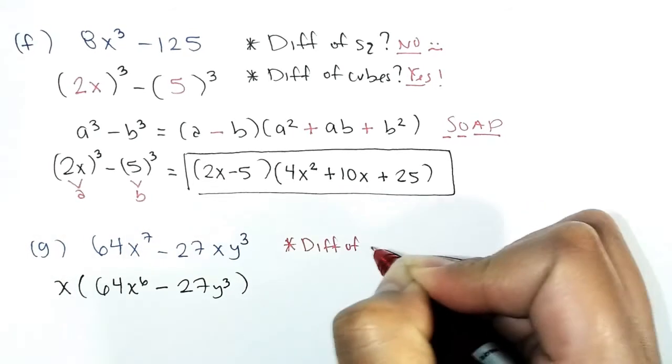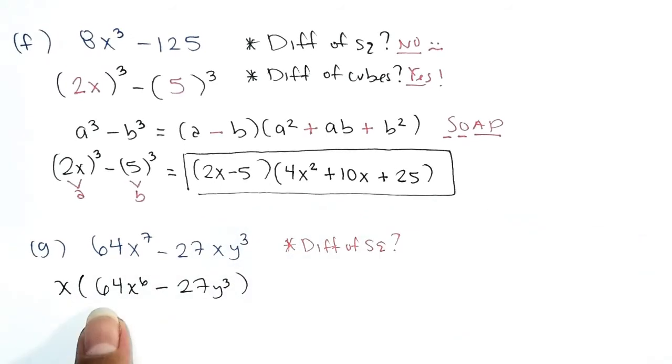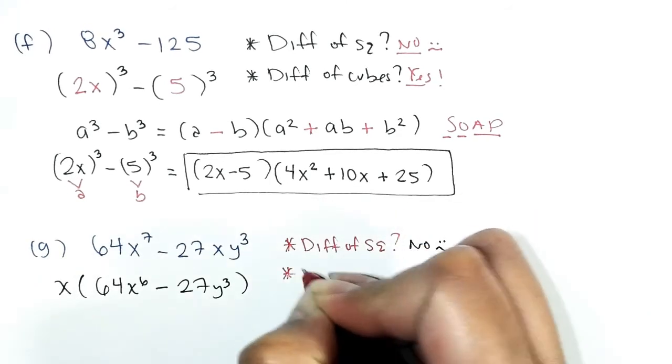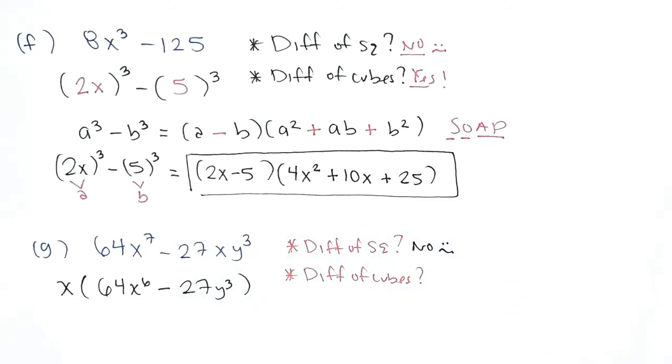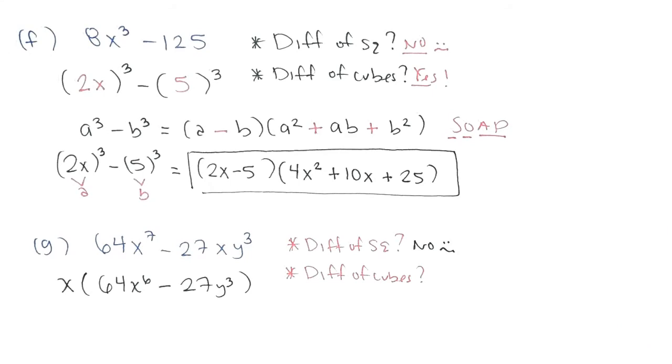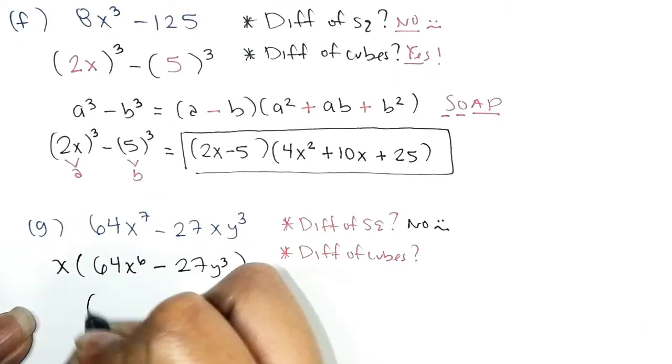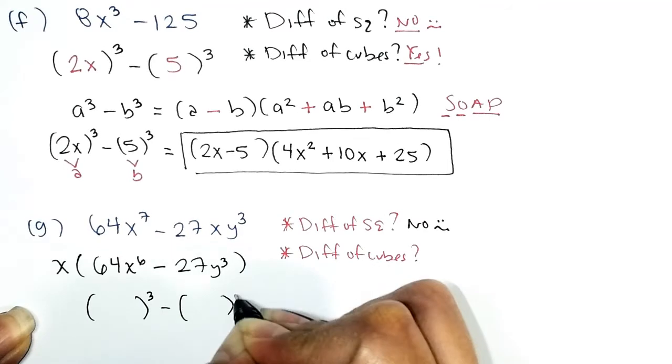Difference of squares. Okay, so 64 is a perfect square, and x to the 6 can be written as a perfect square because 6 divided by 2 is a clean number. But check it out. 27 is not a perfect square, so unfortunately we do not have a difference of squares. Okay, so then I'm going to ask myself, do we have a difference of cubes? Again, I'm going to assume that we do until I realize we do not. Let me go ahead and do the mold. Are we subtracting 2 cubic terms?